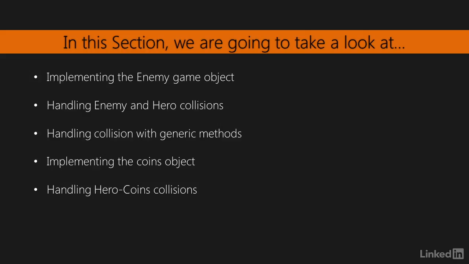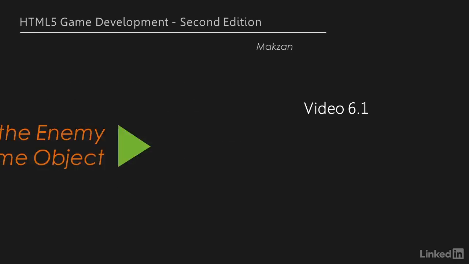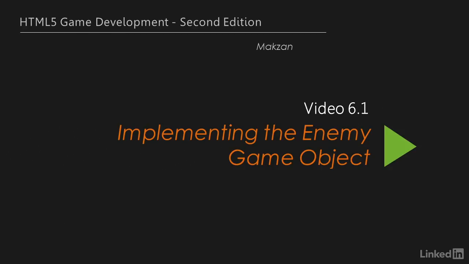Next, we create another new type of game object, the coins, and also handle the collision between the hero and the coins. Let's work with the first video of the section, implementing the enemy game object.